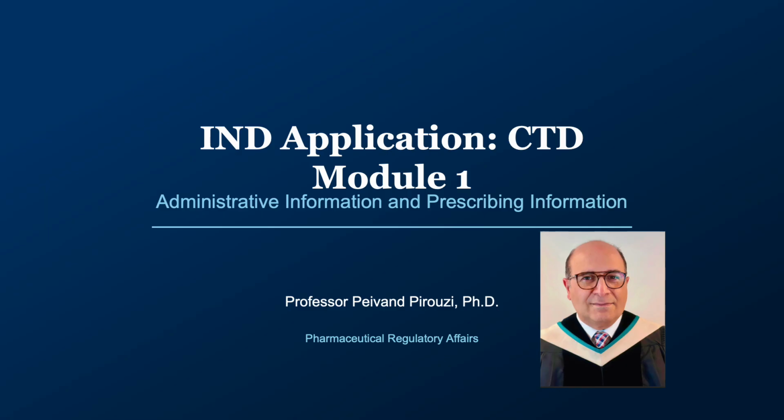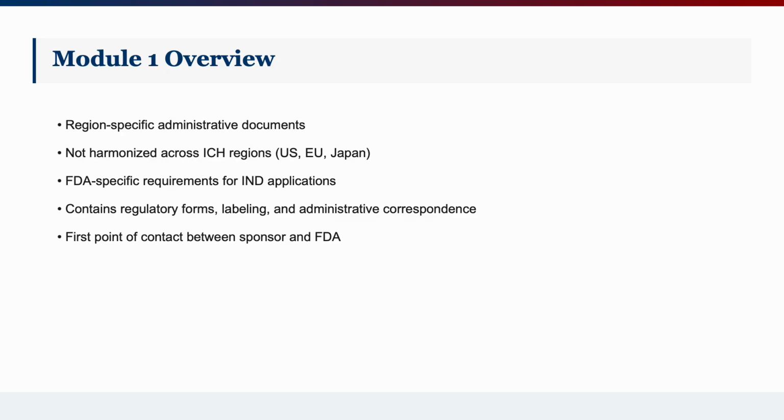A well-organized Module 1 can facilitate a smooth review process, while a poorly prepared one can lead to delays and unnecessary back and forth with the agency. In this lecture, we'll walk through each section of Module 1, understand what documents are required, and discuss best practices for preparing them. By the end of this session, you'll have a clear roadmap for assembling this critical component of your IND submission. Let's begin with an overview of Module 1.